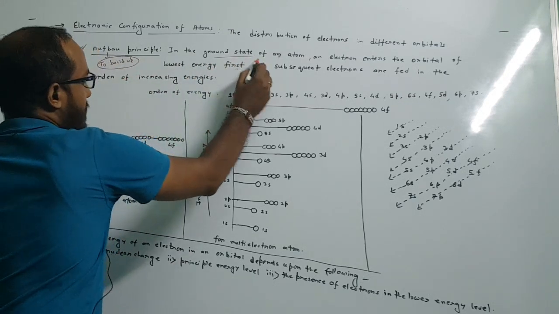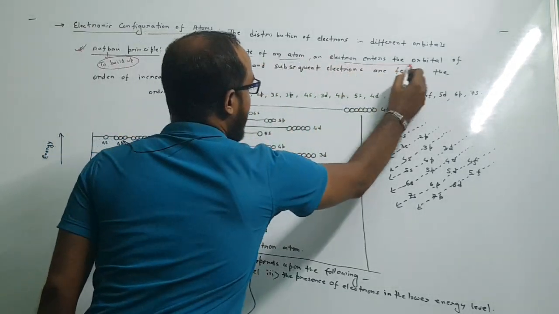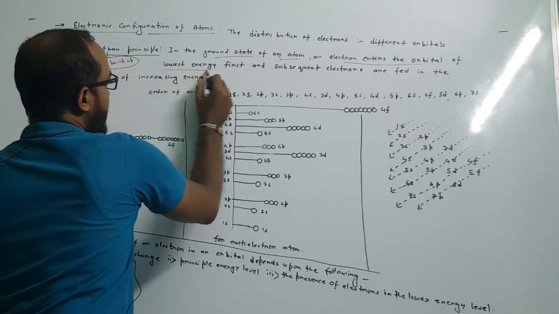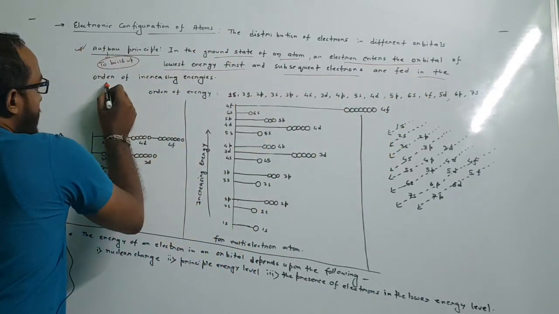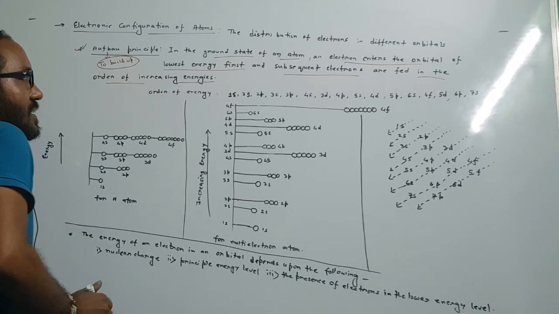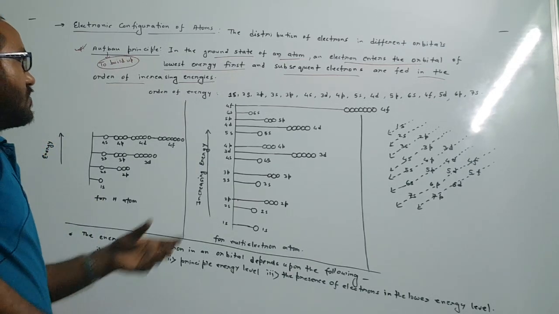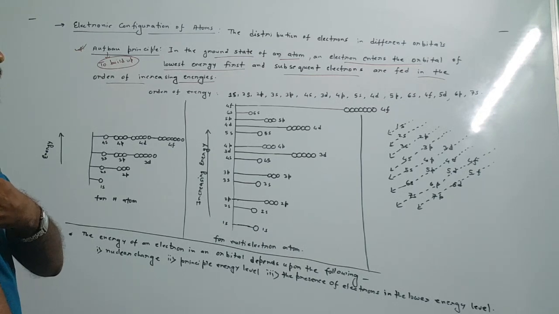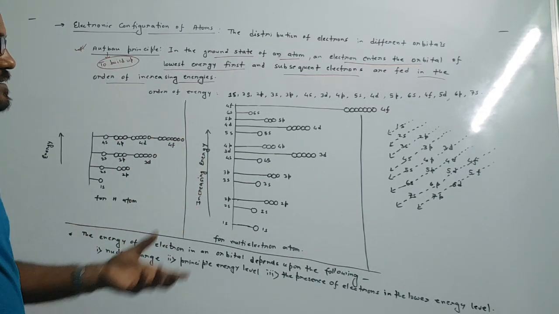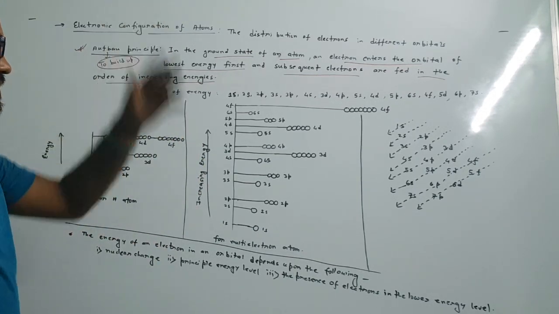In the ground state of an atom, an electron enters the orbital of lowest energy first, and subsequent electrons are fed in the order of increasing energies. That means whichever electron wants to enter an orbital, it will enter the lowest energy first, or the ground state first, then it will fill up accordingly.